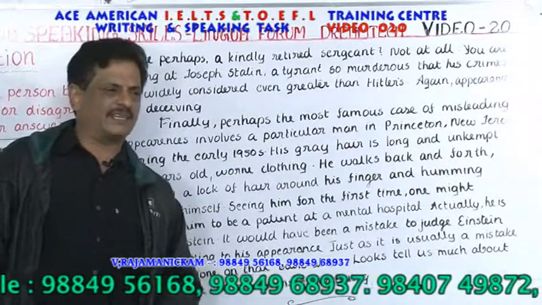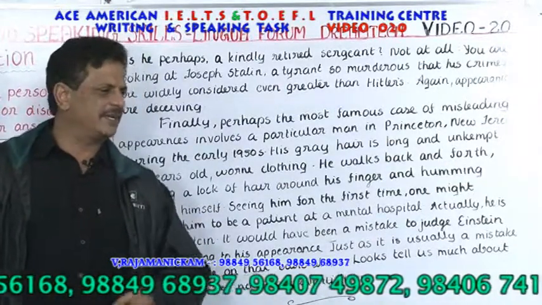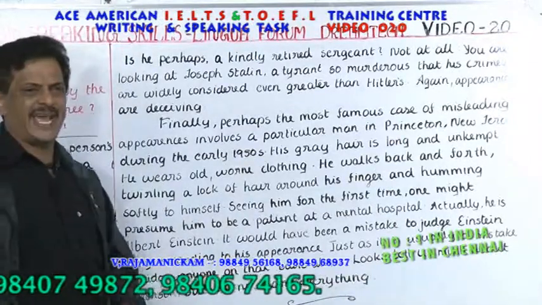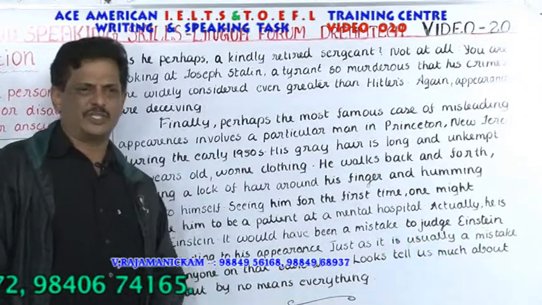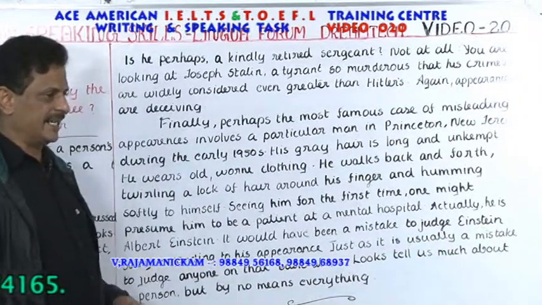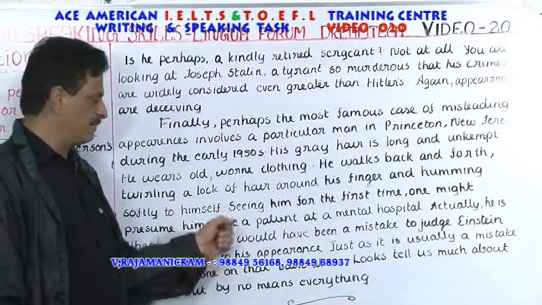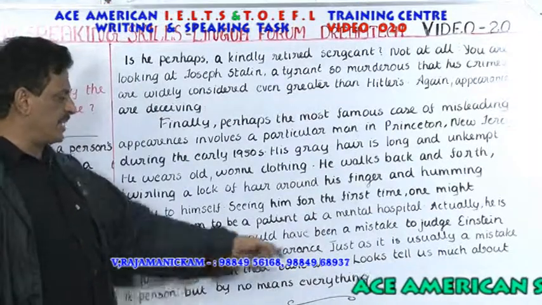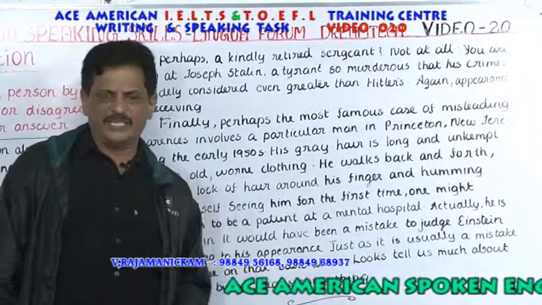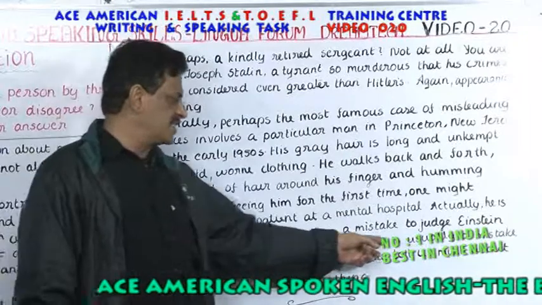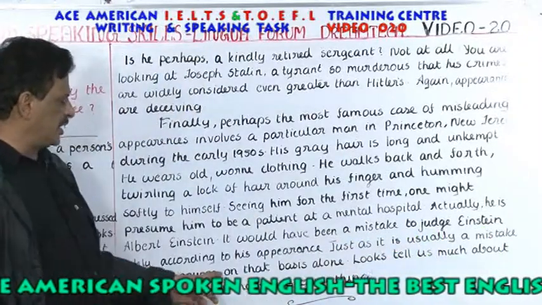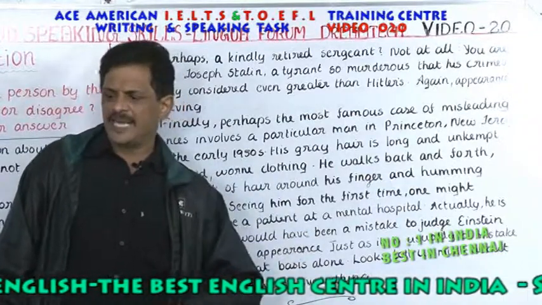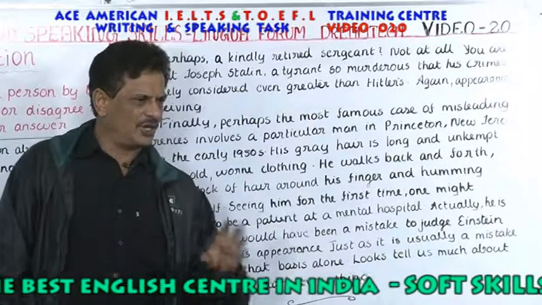Albert Einstein, so far the greatest scientist, discovered a number of scientific products. He looks like a madman, like a person who has come from the mental hospital. But he is the greatest scientist in the world in the 1950s. In America, it would have been a mistake to judge Einstein solely according to his appearance, just as it is usually a mistake to judge anyone on that basis alone. Judging a person by his dress, by his hairstyle.